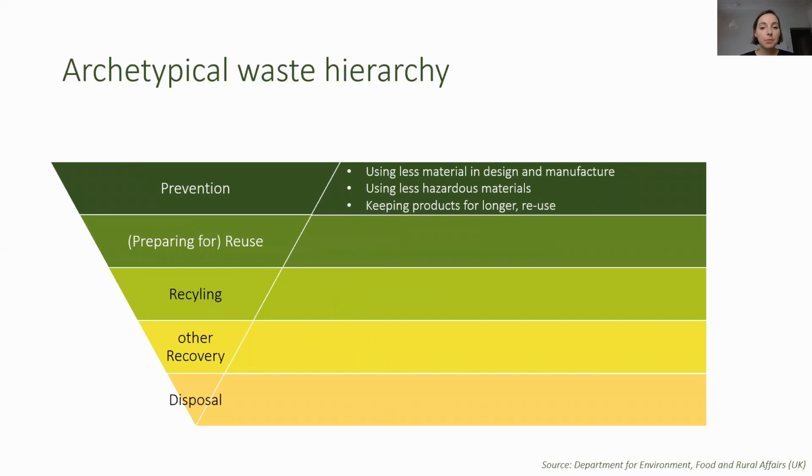So on top is prevention. It means if you have a waste or if you have something that should get disposed of or discarded that you do not want anymore, you should first look, can you use less material in design and manufacture? So even before it gets produced, can you prevent waste from occurring by having less materials? For example, Coke bottles used to be much thicker. Now they made them very thin, and this way they can already create less waste when the bottles become waste. You should also check, can you use less hazardous materials?